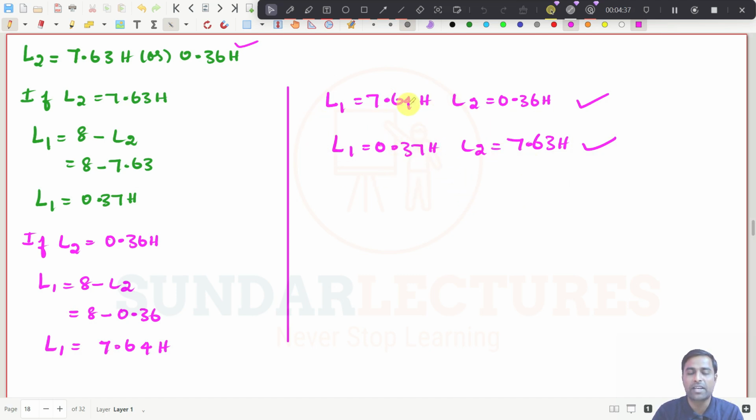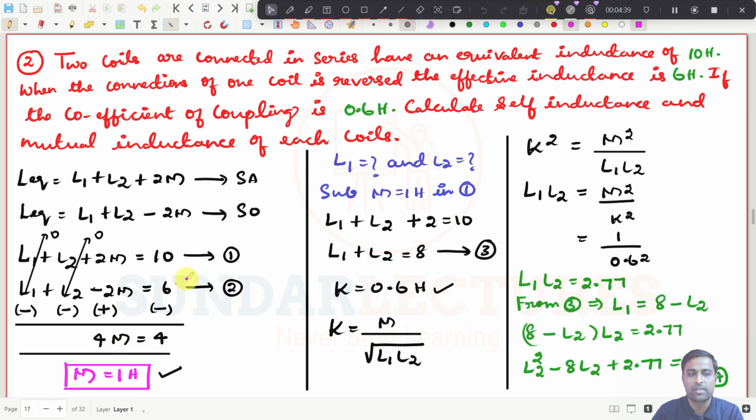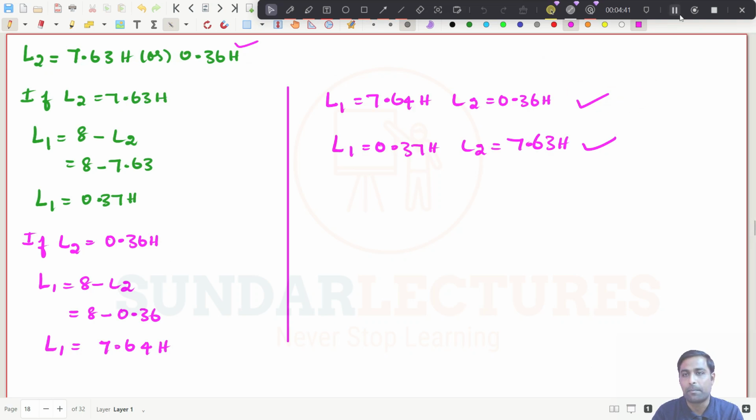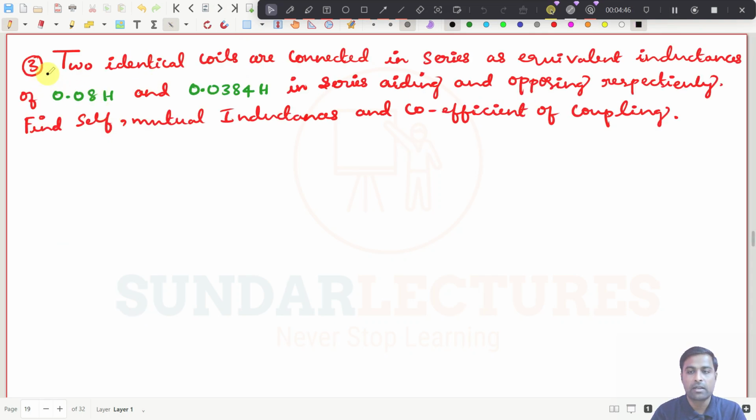So this is the final expression. We have got all the values, right? L1, L2 and M. We will go to the next problem now. Third one: two identical coils are connected in series with equivalent inductance of 0.08 and 0.0384 Henry in series aiding and opposing respectively. So see, they have given you directly, right?